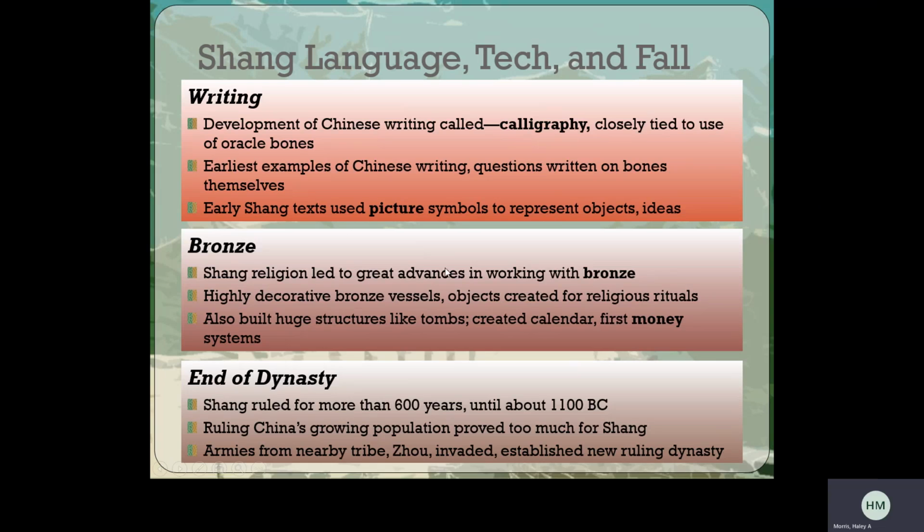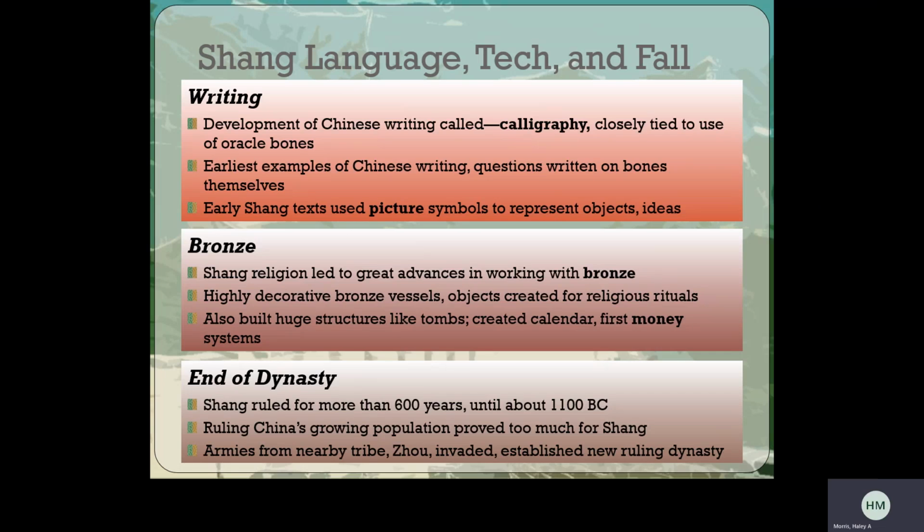Bronze. The Shang religion led to great advances in working with bronze. The highly decorative bronze vessels and objects created for religious rituals, some of them are super old, and because they were made in bronze, they were able to last a very long time. And so their advances in working with bronze were pretty important. They also built huge structures like tombs, created calendars, and they had the first money systems.